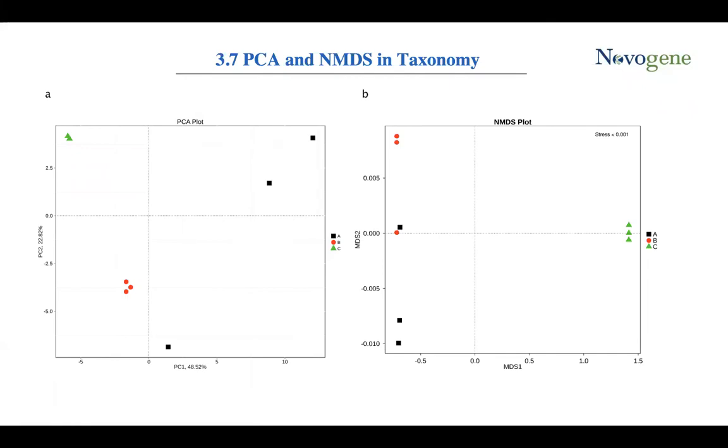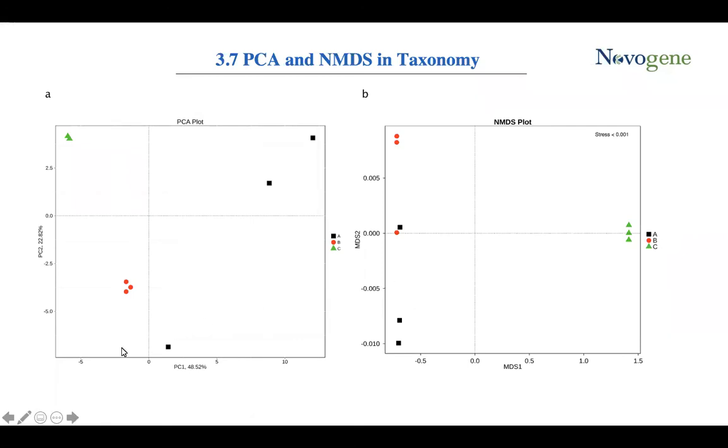NMDS analysis is most often applied to reflect the species information contained in the samples in the form of points in multi-dimensional space. The degree of difference between different samples is reflected by the distance between the points, so it can reflect the differences between or within groups of samples. Based on the species abundance table of different classification levels, we conduct PCA and NMDS analysis. If the species composition of the samples is similar, the distance between them in the PCA and NMDS maps is closer.